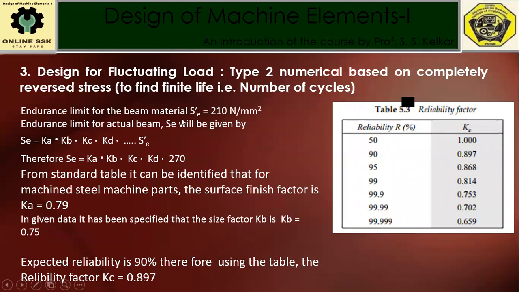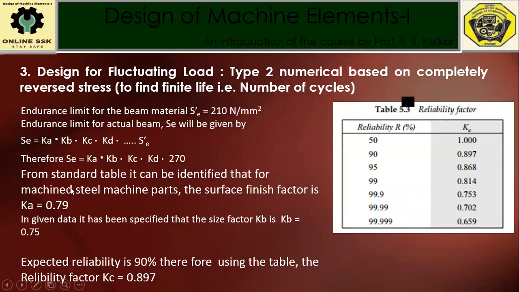Now here the endurance limit is 210 for the shaft material. Multiplying this endurance limit for the material by different modification factors Ka, Kb, Kc, Kd, etc., we shall be in a position to calculate the endurance limit for the shaft itself. So Se will be equal to Ka, Kb, Kc, Kd times Se dash. For the material of the shaft, the endurance limit is 210. By mistake I have written 270. It should be 210.